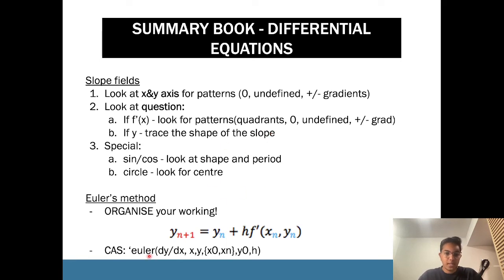The CAS does have an Euler function. Again, this is different for the TI-Inspire, Mathematica, and ClassPad. So just Google this and figure out which one your calculator uses. I think this one here is for the TI-Inspire, but I could be wrong.